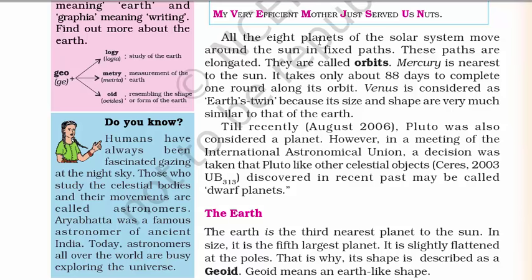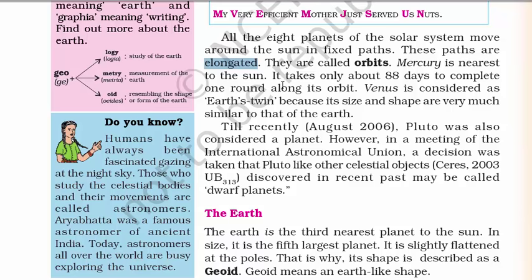Yeah, we all know that all the planets move in a fixed path, okay? These paths are elongated, remember this. So if a question is asked, how does a planet move around the sun? It's in an elongated manner, elongated, which is something like an oval, yeah? Okay. They are called orbits, remember this.